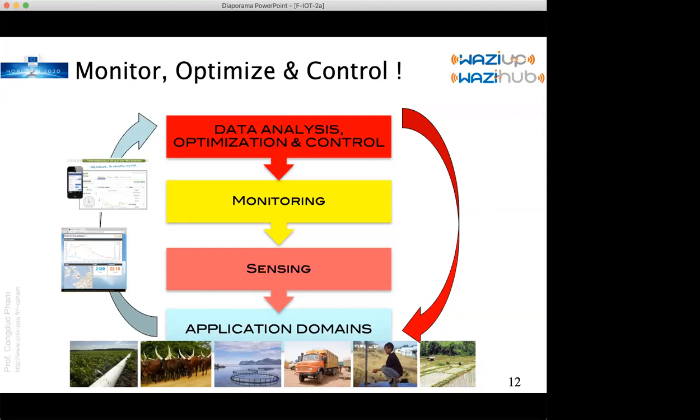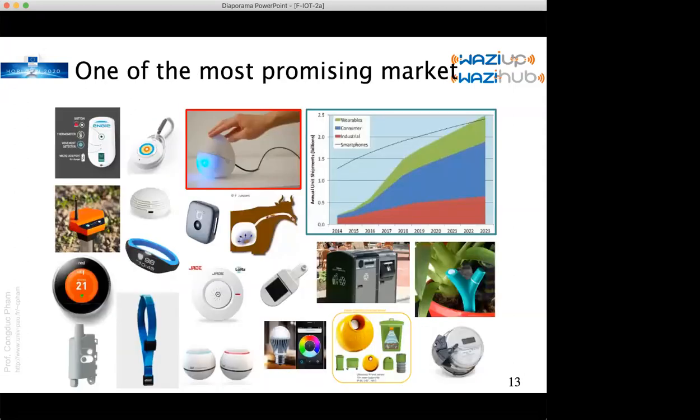Now, of course, it's one of the most promising markets. On the slides, you can see a lot of Internet of Things devices. And a lot of them are very mature. They're on the market for years. So the Internet of Things ecosystem is at the same time very mature, but still there's a lot of things to do in this ecosystem. This is why there are still a lot of companies and startups jumping into that ecosystem. Still room for innovation.